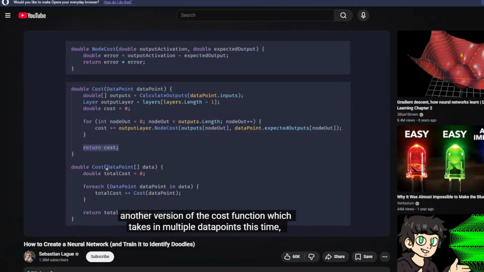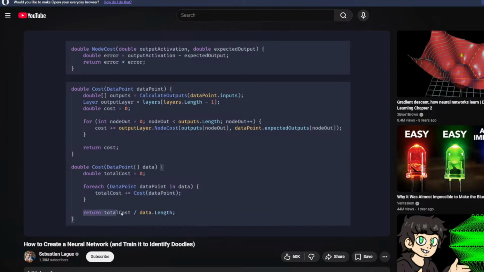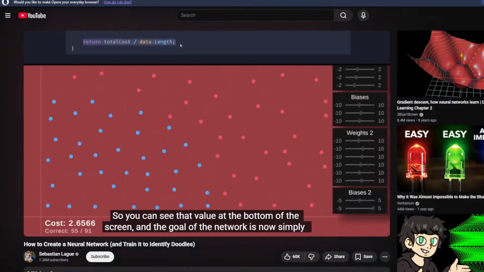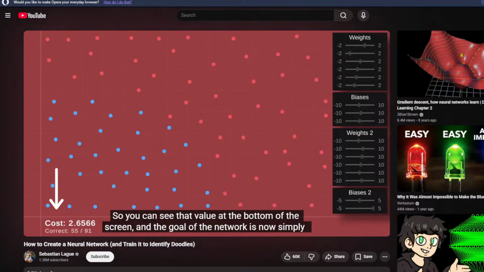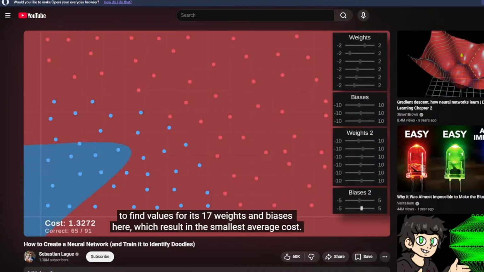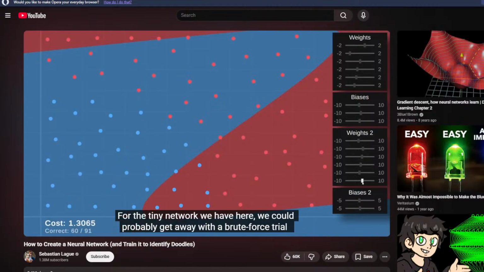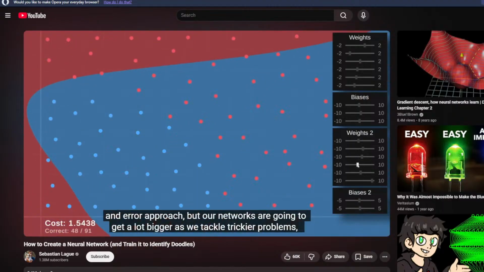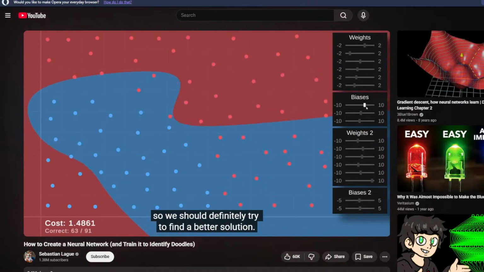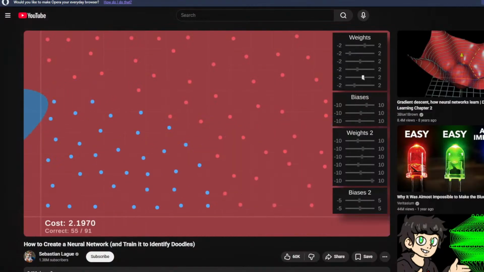So here's another version of the cost function which takes in multiple data points this time and just adds up each of their costs and returns the average. You can see that value at the bottom of the screen, and the goal of the network is now simply to find values for its 17 weights and biases here, which result in the smallest average cost. For the tiny network we have here, we could probably even get away with a brute force trial and error approach, but our networks are going to get a lot bigger as we tackle trickier problems, so we should definitely try to find a better solution.